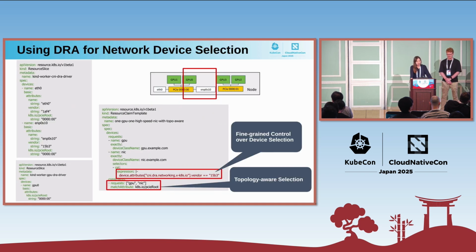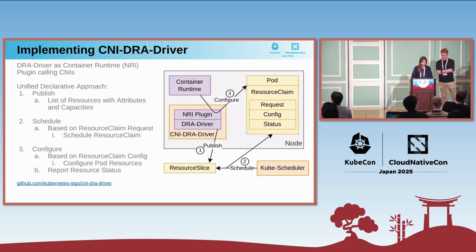Okay, so at the point that we adopt the DRA, what can we do with the networks? In this example, it shows a very simple topology where we have some PCI switches and we connect some of our GPUs and our NICs. And with this, we can have a claim to specify the vendor of the NICs that we want. At the same time, we can try to do topology-aware selections based on some attribute matching constraints. Okay. And then Lionel will continue on the implementation.